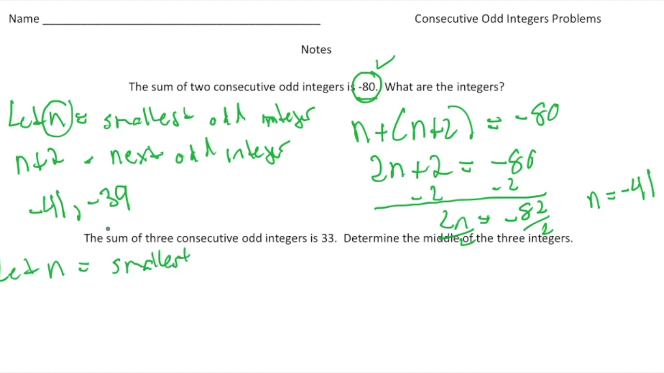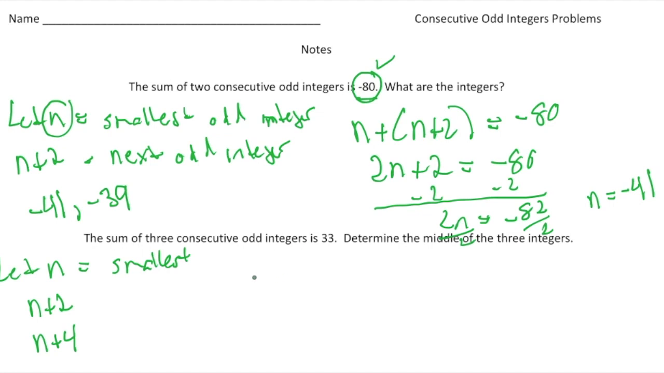That means the next integer is going to be 2 more than that, right? So that's going to be n plus 2. That'll be the next integer. And then finally, the largest is going to be 2 more than this. So it's going to be n plus 4. All right? And we know that the sum of all these expressions is going to equal 33.